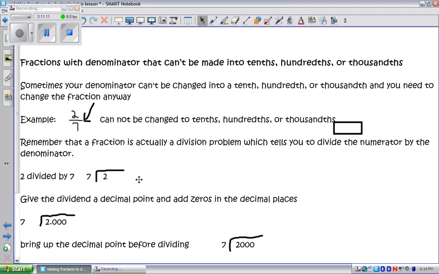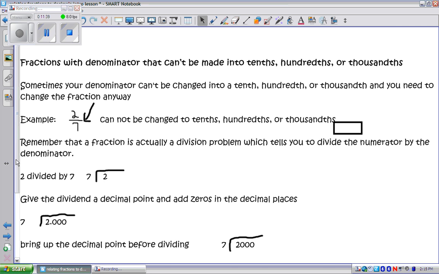Well, 7 doesn't go into 2. It's going to be too small. So what can we do? We can always add a decimal point and zeros. That's not going to change the value. So now 7 goes into 2.000. Keep putting on the zeros as much as I want. In this case, I'm just going to go to the thousandths place because I think that's enough.